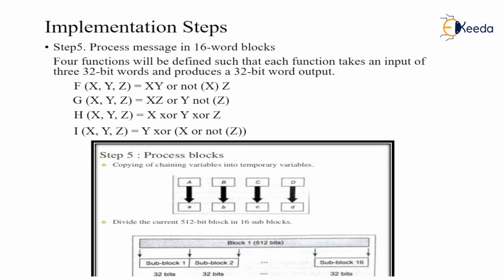So step 5, process blocks, which has copying of chaining variables into temporary values. It has 4 words, A, B, C, D, and then dividing the current 512-bit block into 16 sub-blocks, and these 16-word blocks will then be producing the 32-bit output blocks. This is nothing but a 32-bit word output block.